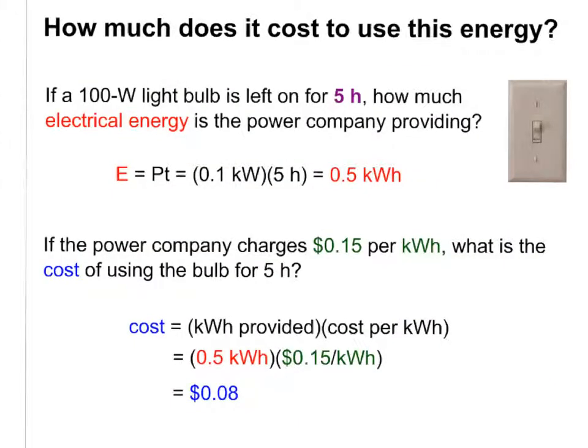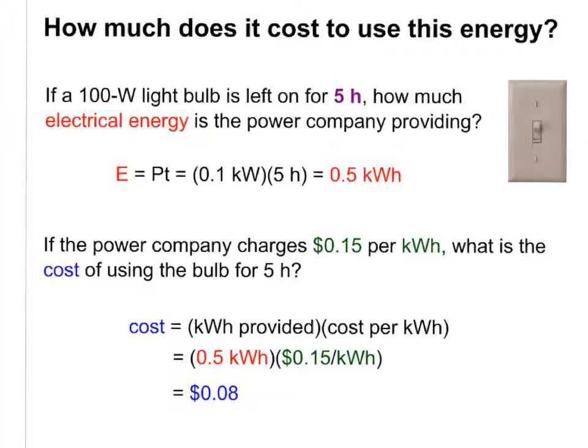So what is the cost in dollars to use this energy? Let's look at a situation where we have a light bulb burning. Let's say we have a 100-watt light bulb and we leave it on for 5 hours. How much electrical energy are we using? And from there, how much is it actually costing us?